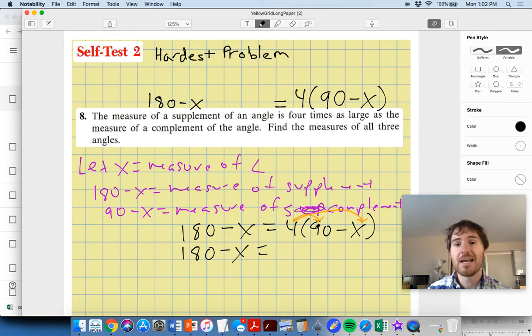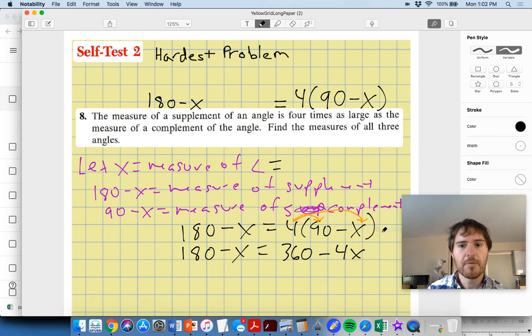4 times 90: 4 times 9, of course, is 36. Tack a 0 on there. That's 360, actually, right? 360 comes up a lot in geometry, too. 4 times negative x is going to be negative 4x right here. We've distributed. So now we just need to solve for x, and that's going to be the measure of the angle. We can do that next.